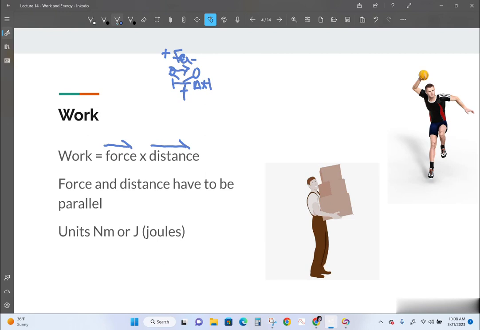Now, you can do work dragging something at an angle, but that rope that you're using to drag it at an angle, that tension is not doing all the work, only the horizontal component. So it's really important for you to know that the force and the displacement vector have to be parallel to each other. The units are going to be newtons times meters, or joules. So whenever we calculate work, we want our force to be in newtons, we want our displacement to be in meters, and when we multiply a newton times a meter, we get a joule.